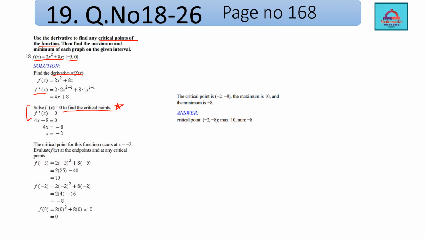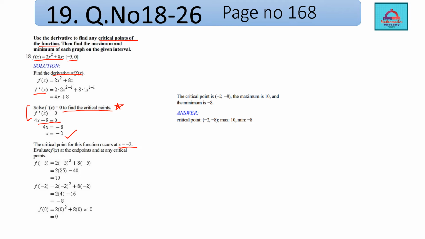Here you see a power, so we are going to use the power rule. The power rule says the power comes down, 2 is multiplied with 2 to give you 4, and the power reduces by 1, so 4x plus 8. Now 4x plus 8 equal to 0 for finding the critical points. So the critical point for the function is x equal to -2.